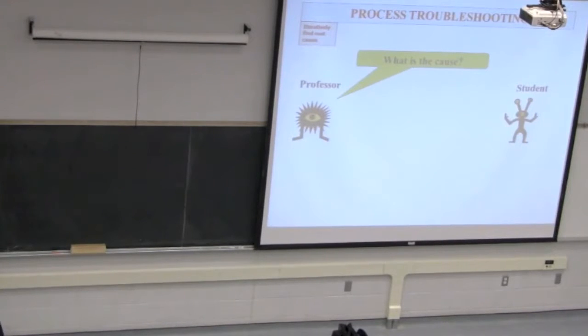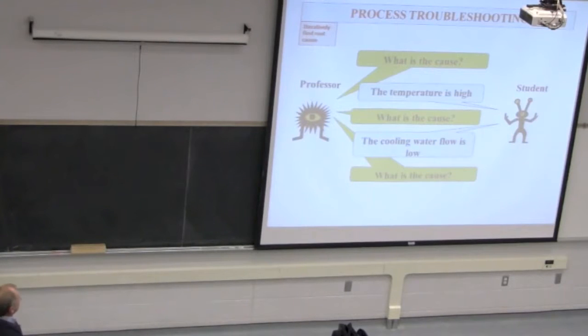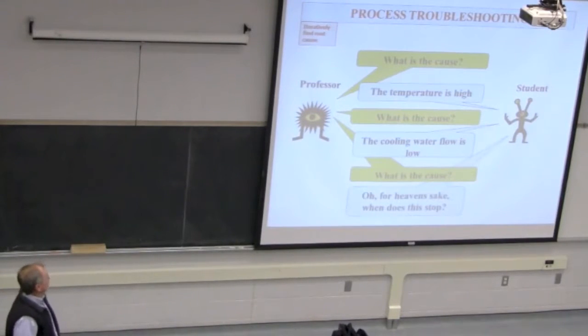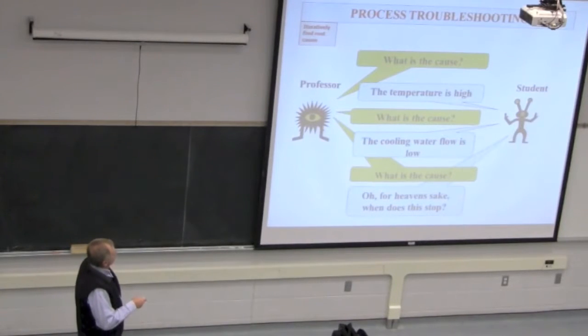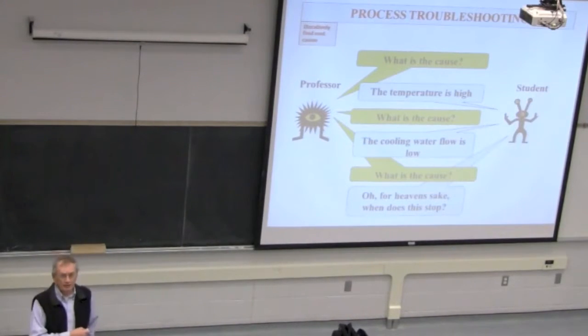All right, so what's the cause? The professor says, what's the cause? Oh, the temperature. No? All right, what's the cause of the high temperature? The cooling water flow is too low. What's the cause? All right, we're getting frustrated. Heaven, when does it stop? Well, we should only stop when we have the fundamental root cause. But this thought process that we're going through here is very typical, and it's not bad.